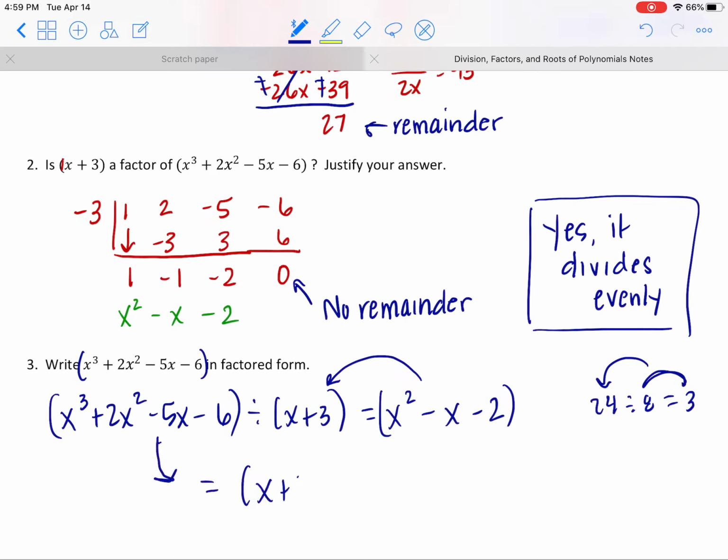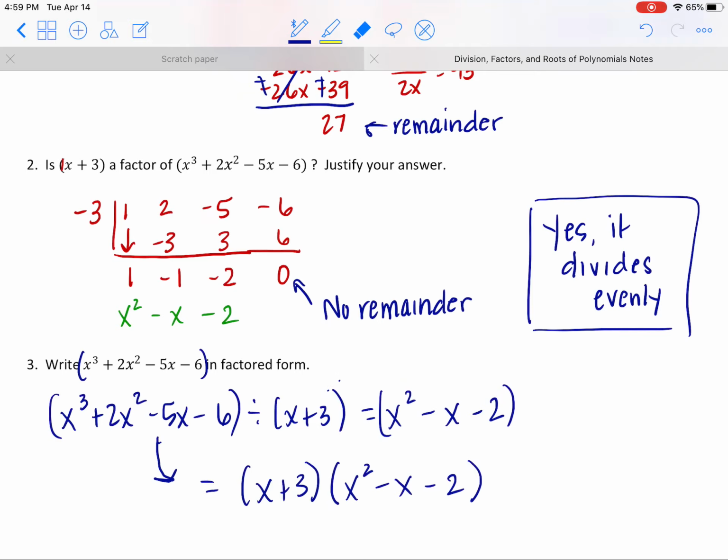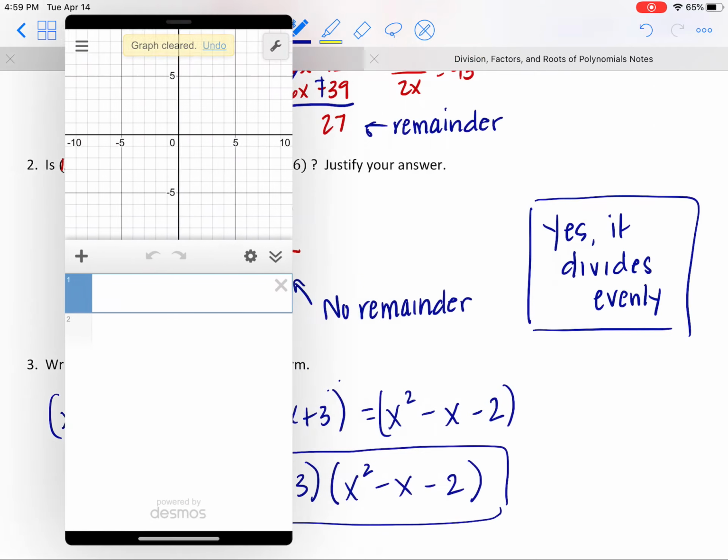So we could say that this polynomial is equal to x plus 3 times x squared minus x minus 2. That would be the factored form of that equation. So this, not the traditional way to factor a polynomial of 4 terms, but this is one way we could do it, okay?